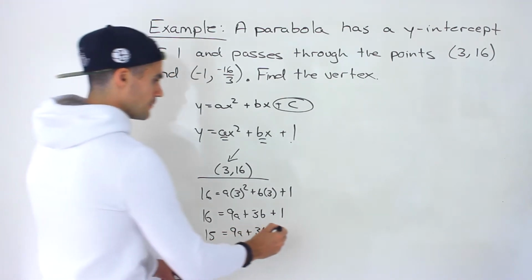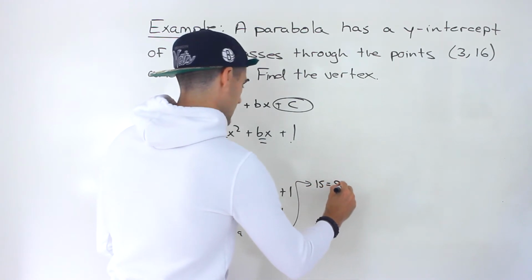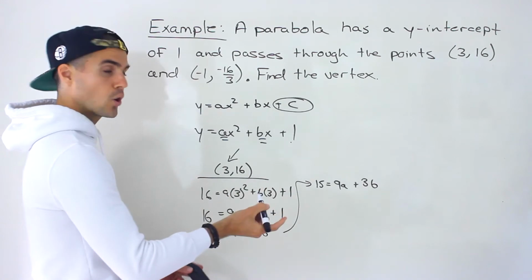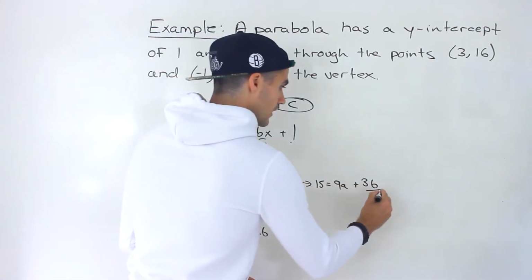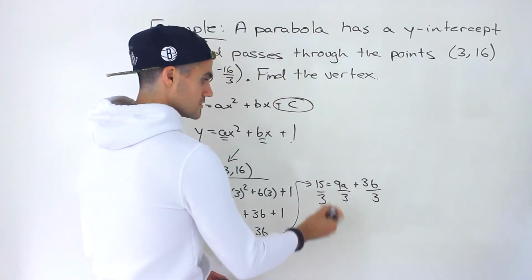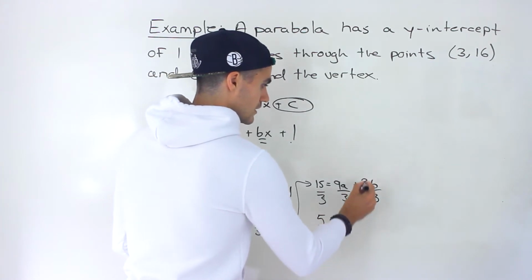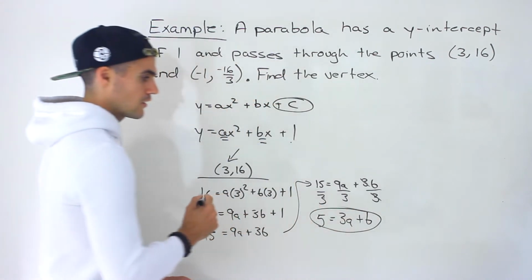We can leave it like that, but if you notice, we can actually simplify this further, because everything can divide by 3 smoothly. That's not always going to happen, but in this case it is. So why not simplify everything if we have the opportunity to? 15 divided by 3 is 5, 9a divided by 3 is 3a. These 3's cancel out, we're just left with a b right there. So that's one of our equations right there.